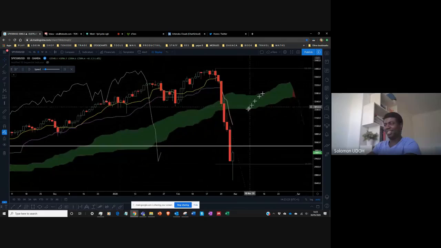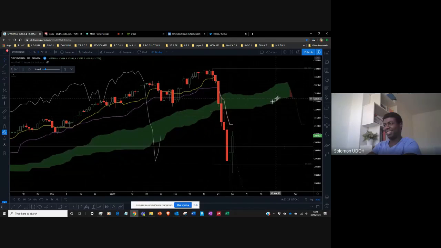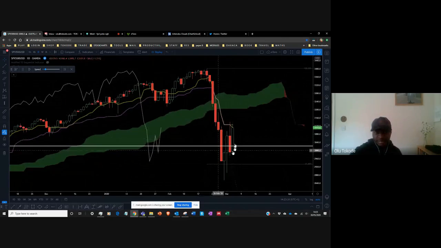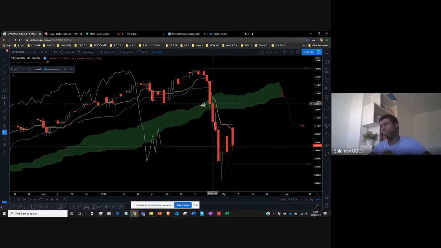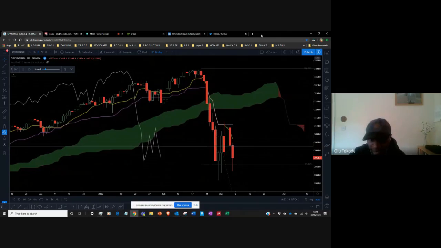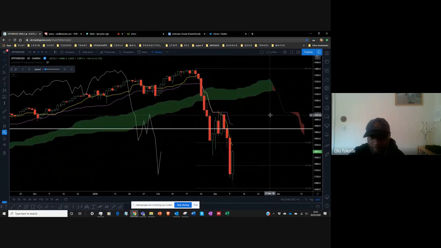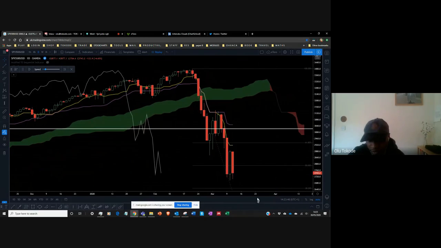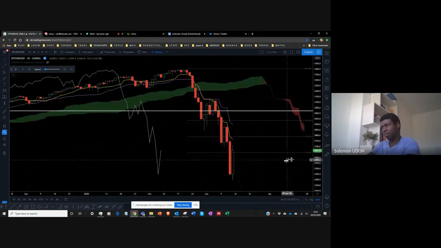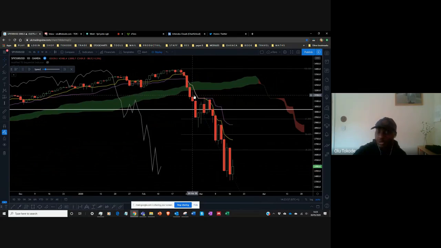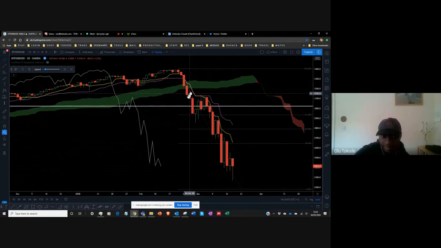So you can see those two lines are still overlapped. So even here, you're not going long because you know it's not safe. We're still beneath the cloud. And now the conversion line has diverged completely from the baseline. So we're going to bottom somewhere here, but you don't know that at this point. So you see, the Ichimoku keeps you safe because once we are under the cloud, you don't want to buy. But you can take this as a signal to start selling.